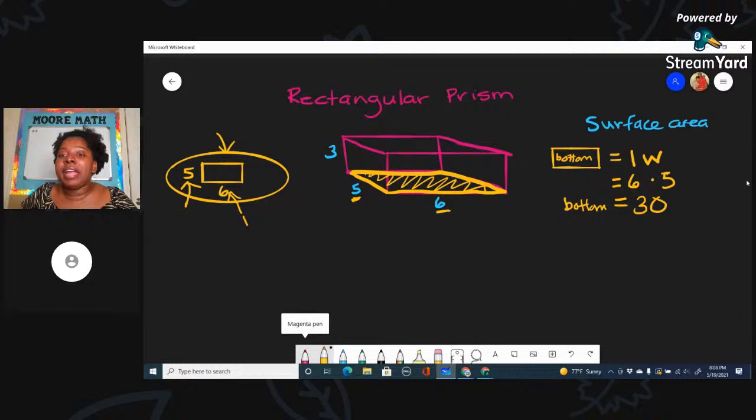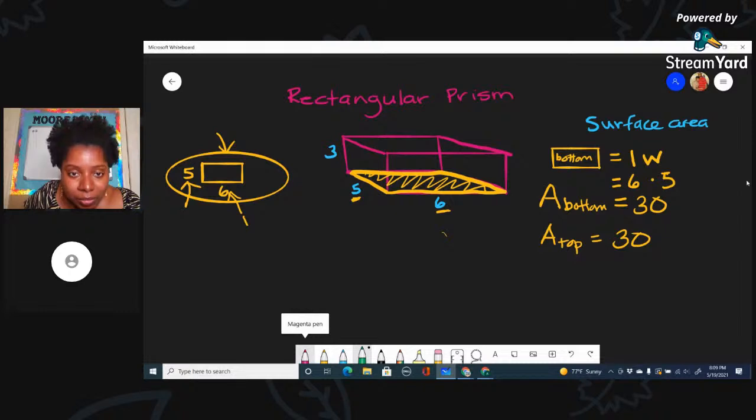Now, if I have the area of the bottom, what's my area for the top? Because you told me they're the same. So what's my area? 30. Good. It's 30. All right. So 2 down, 4 more sides to go. Here we go.